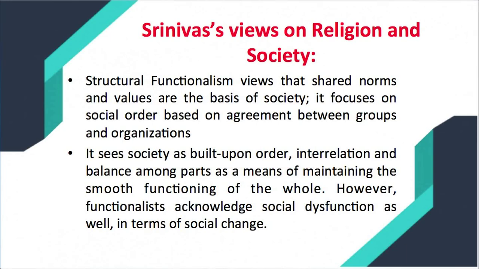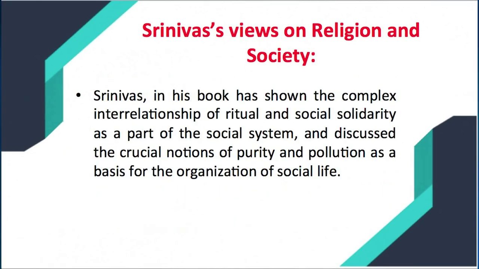It focuses on social order based on arrangement between groups and organizations. It sees society as built upon order, interrelation, and balance among parts as a means of maintaining the smooth functioning of the whole, the whole being the society. However, functionalists acknowledge social dysfunction as well, in terms of social change. Srinivas, in his book, has shown the complex interrelationship of ritual and social solidarity as a part of the social system and discussed the crucial notions of purity and pollution as a basis for organization of social life.